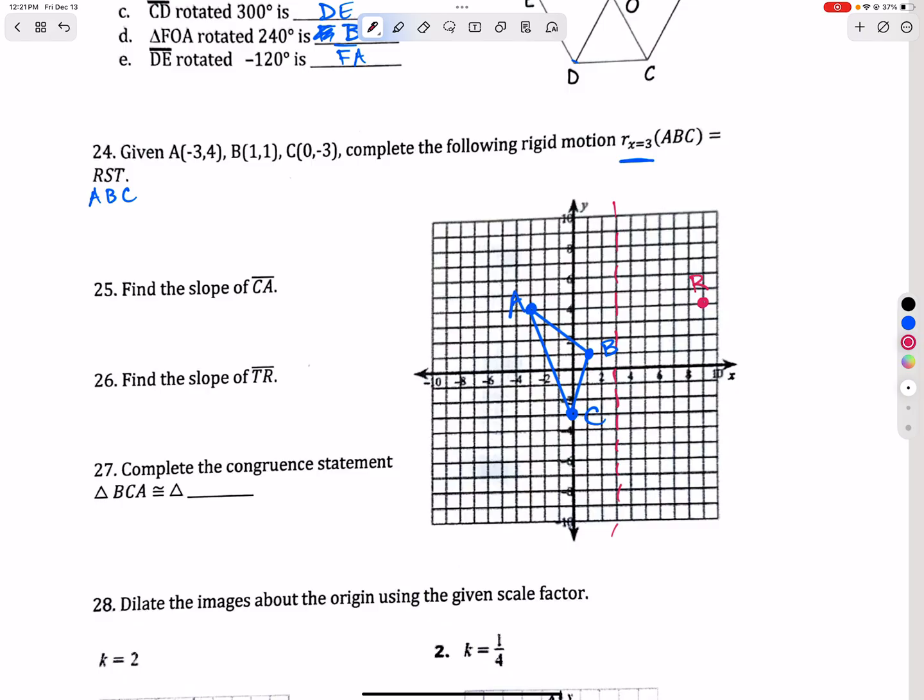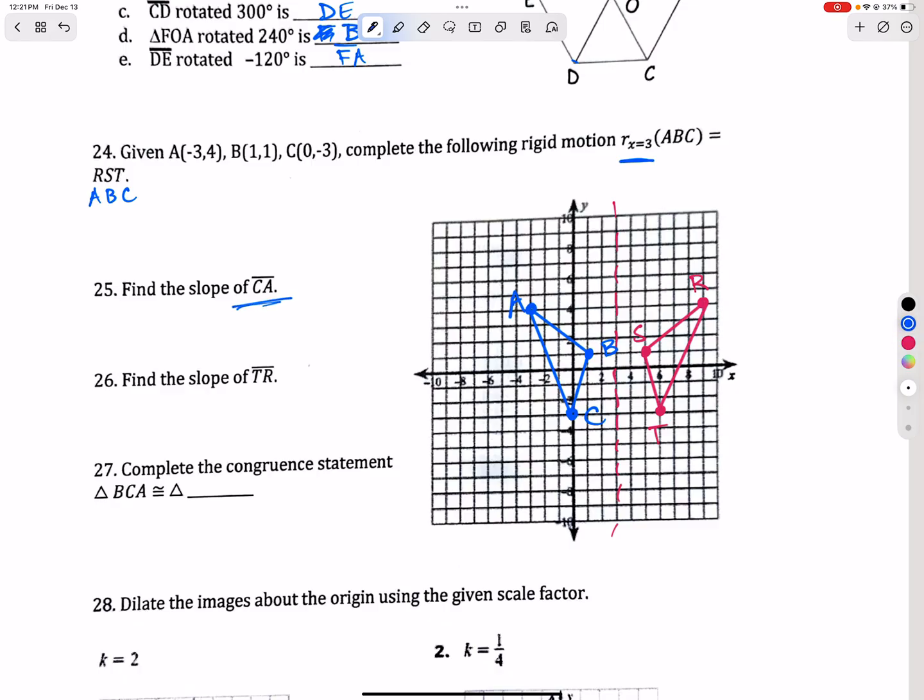All right. S, we went 2 to the left, we go 2 to the right. Here's the new S. And then T, we went 3 to the left, we go 3 to the right. So that's your T. Boom. I'm so pretty. Oh, so pretty. Okay, so that's your new point. I mean, your new picture.